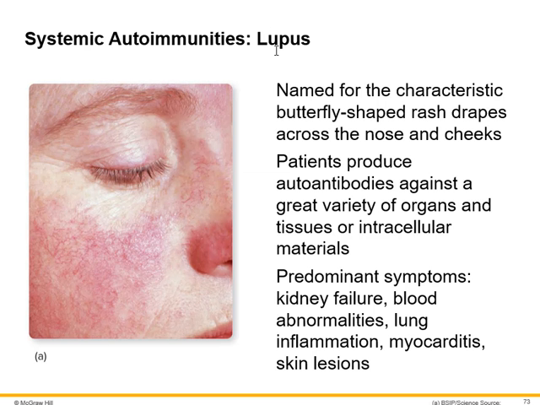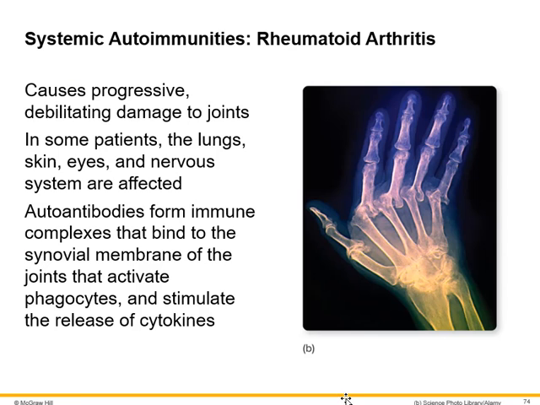One of the more common of these autoimmune diseases is lupus. Systemic lupus erythematosus, SLE, is the name. One of the things you can see with this is a bright butterfly-shaped rash on the cheeks. The patients produce autoantibodies against a variety of organs and tissues, so it's all over the body. Kidney failure, blood abnormalities, lung inflammation, myocarditis, and skin lesions.